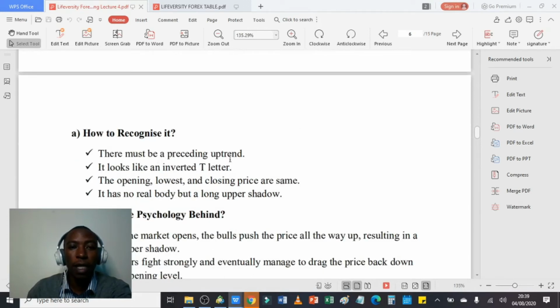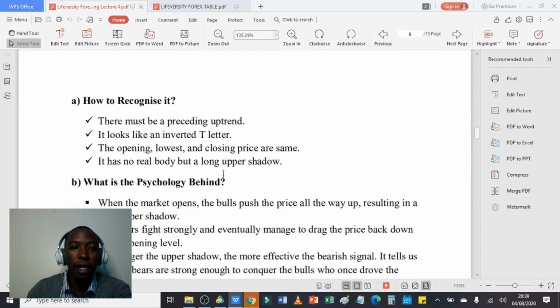There must be a preceding uptrend. It looks like an inverted T. The opening, lowest, and closing price are the same. It has no real body but a longer upper shadow.